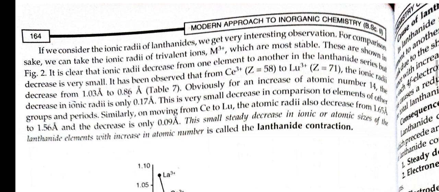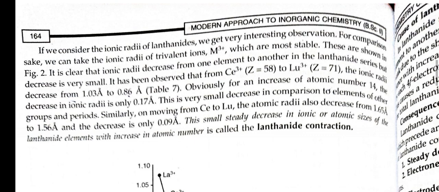If we consider the ionic radii of lanthanides, we get a very interesting observation. For comparison's sake, we can take the ionic radii of the trivalent ion M3 positive, which is more stable. These are shown in the figure. It is clear that ionic radii decrease from one element to another in the lanthanide series, but the decrease is very small. It has been observed that from lanthanum to lutetium, the ionic radii decrease from 1.03 angstrom to 0.86 angstrom. Obviously, for an increase of atomic number 14, the decrease in ionic radii is only 0.17 angstrom.